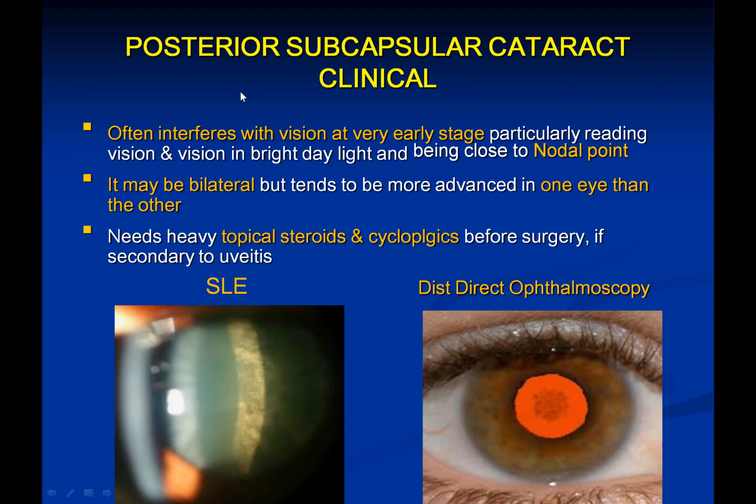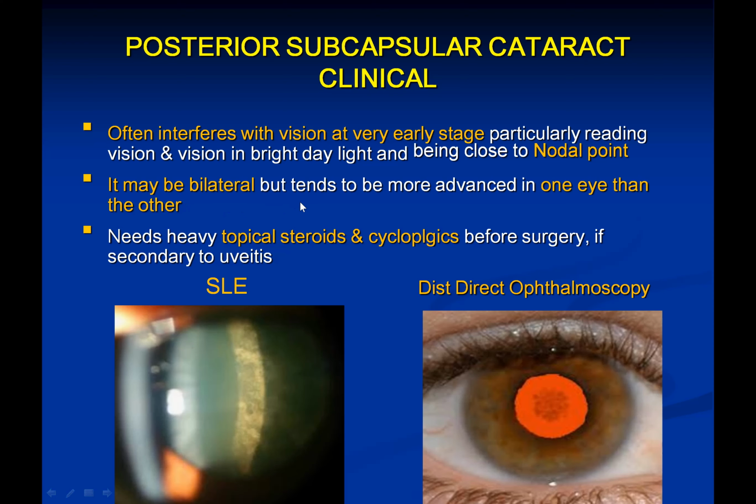Now, how does a patient of posterior subcapsular cataract present clinically? You will see a young person reporting to you with interference of the vision at a very early stage of the cataract, and particularly the patient will be having difficulty in reading and writing vision, and more blurring in bright daylight. Whenever the patient goes outside in the daytime, the patient will be having more severe visual interference as compared to dim light. The reason for that I will explain next.